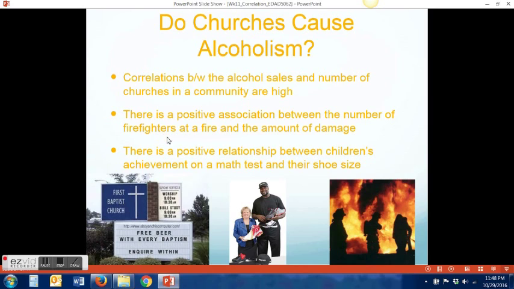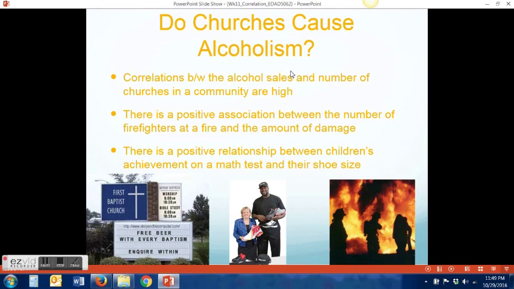We find also that there is a positive association between the number of firefighters at a fire and the amount of damage of the fire. So do we think that we should send fewer firefighters to a fire and there'll be less damage? I don't know. We can talk about that. Finally, we find a positive relationship between a child's shoe size and their achievement on a math test. I wonder what that's all about.